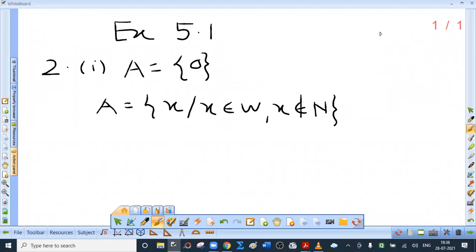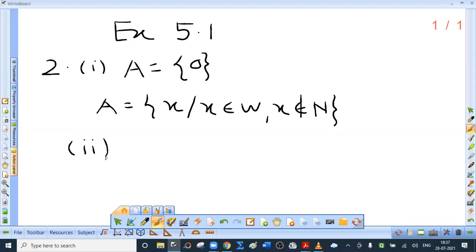Now exercise 5.1. Describe the following sets in set builder form. The first one: let set A be the singleton set {0}. Now here I have written all x such that x is a whole number but x is not a natural number, because 0 is the only whole number which is not a natural number. Or you may say that 0 is an integer lying between -1 and 1. Or you may say the only integer which is neither negative nor positive, or the only real number, whatever. Okay, but this definition is sufficient. This is the first part.